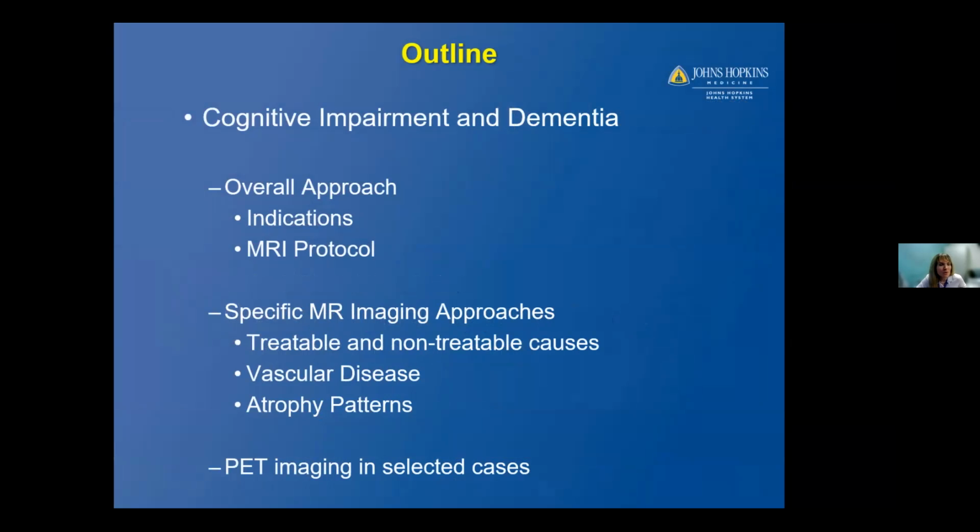So today we'll learn what is the overall imaging approach of patients with cognitive decline, what are the specific indications for imaging and the basic MRI protocol we use. Then we'll go over the more specific imaging findings that we may encounter. And finally, I'll show you a couple of practical dementia cases that exemplify the routine in the PET clinic.